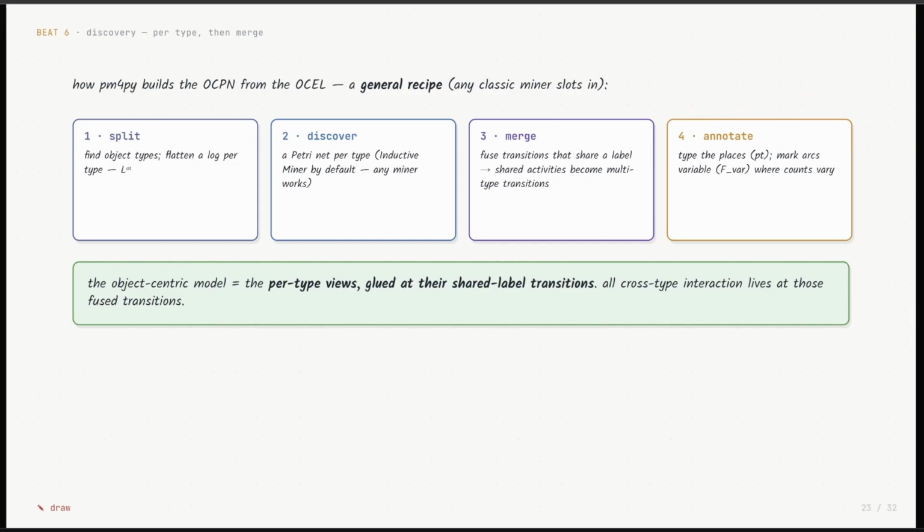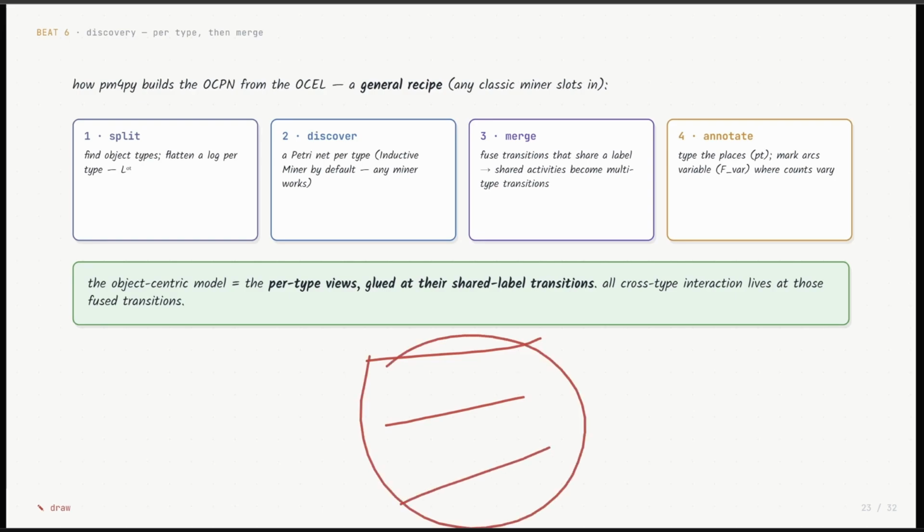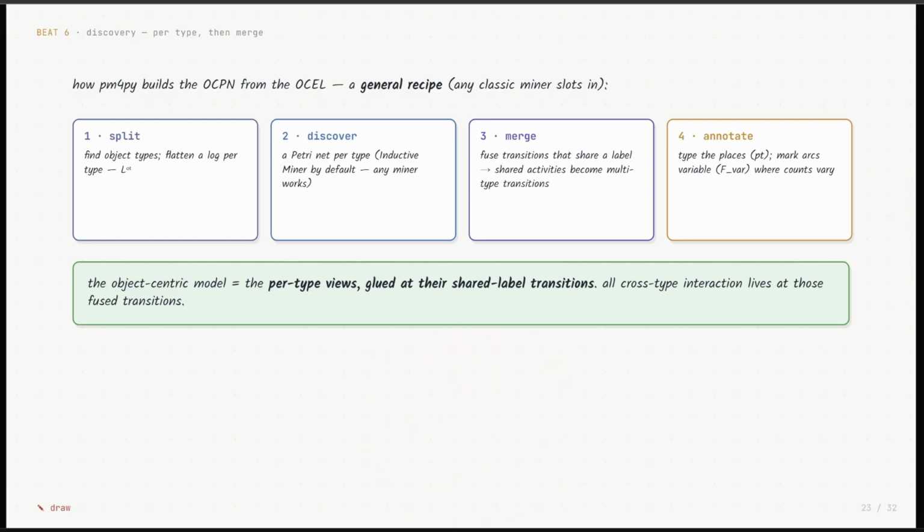So one thing is that the object-centric model is basically the per-type view glued at the shared label transitions. So it's like you're taking multiple nets and you're trying to fuse them together through their transitions. That's the idea of that.